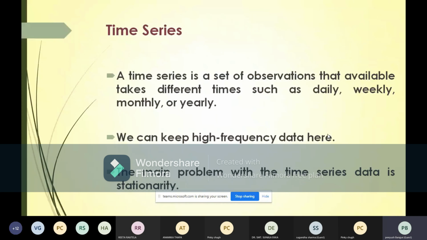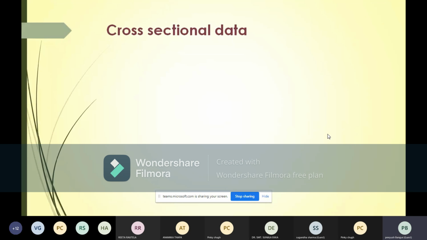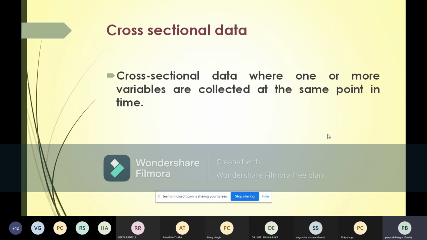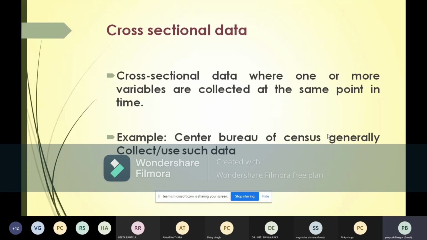Now, the next one is cross-sectional data. Cross-sectional data is where one or more variables are collected at the same point in time, like the census bureaus use such type of data. Cross-sectional data is generally used by the Bureau of Census, which generally collects such type of data.